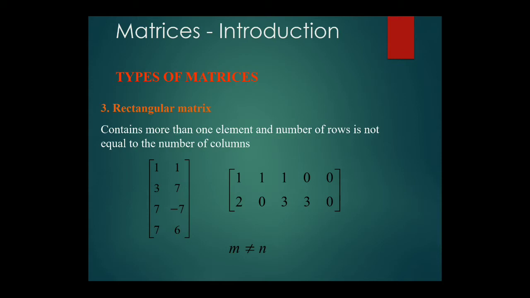So this is basically 4 rows, 2 columns. And the next example we have 1, 1, 1, 0, 0, 2, 0, 3, 3, 0. So this is basically 1, 2, 3, 4, 5 columns and only 2 rows. We know that m is the number of rows and n is the number of columns. So basically m and n should not be equal.